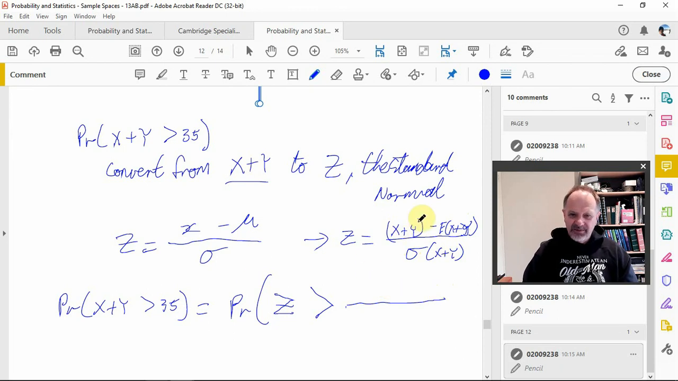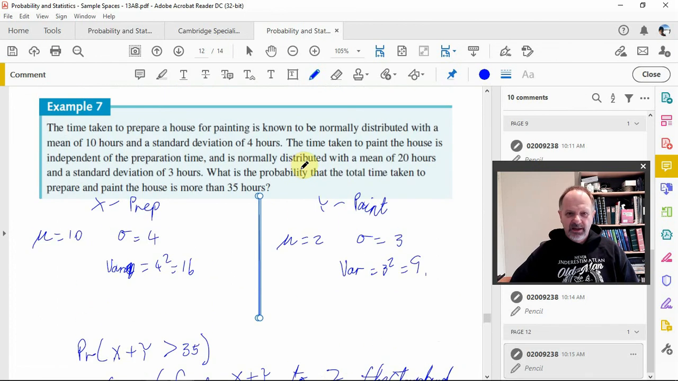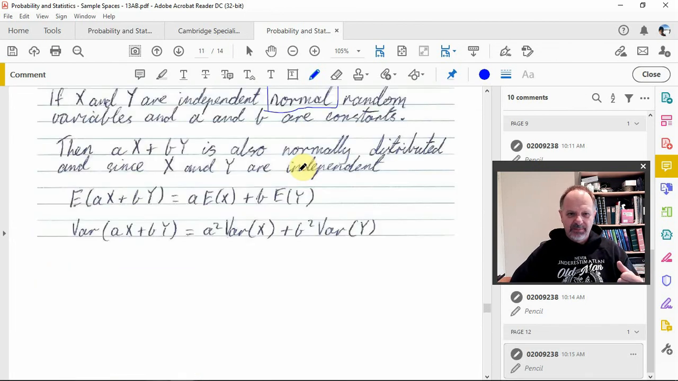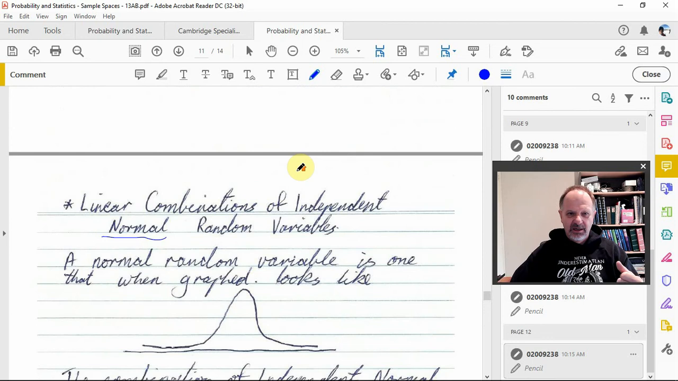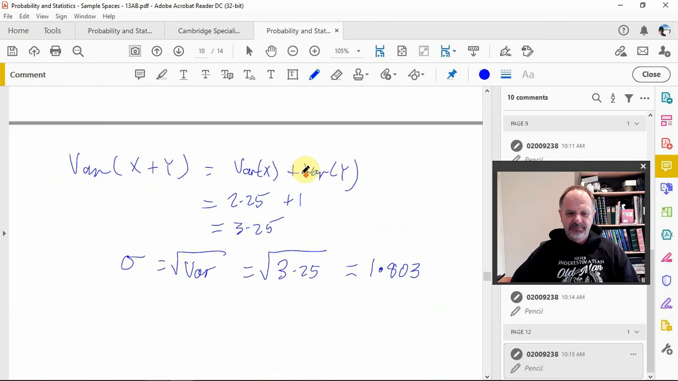All right, now this number x plus y, this is what we're going to use here, this 35. So 35 minus the expected value of x plus y divided by the standard deviation of x plus y. All right, so we need to know what these expectation values and standard deviations are, don't we? And so that's where that previous example that we did up here, this process here comes into it. There we go, that one.